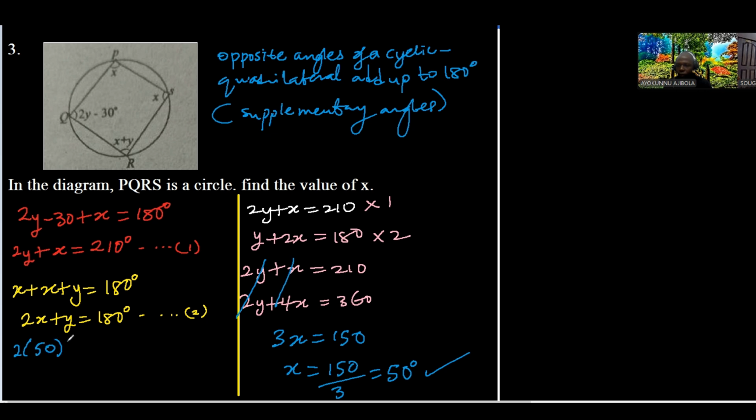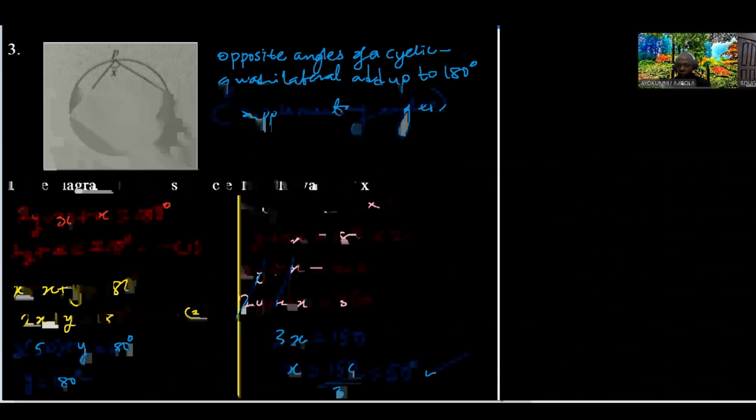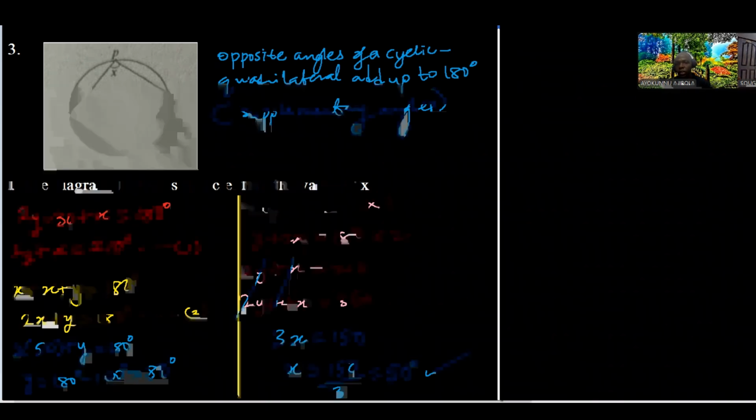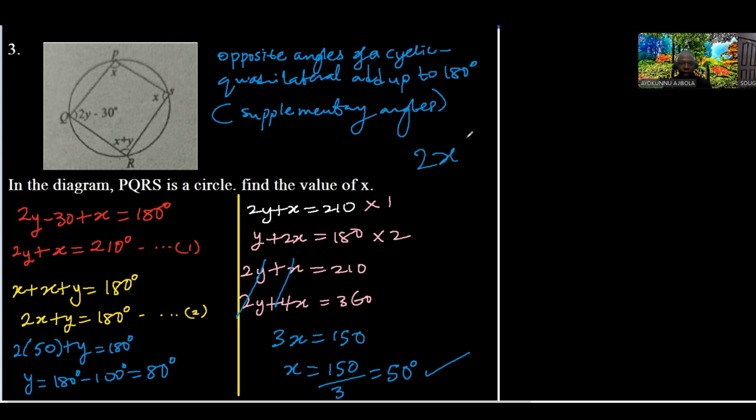Can you hear me? Yes. 180 degrees. So we have y equals 180 degrees minus 100 degrees, which is 80 degrees. But we were not asked to find y, just x, okay? But let's assume in another question they can ask you to find the value of 2x plus y or something. So you just need to know the two values before you get the final answer. Is that clear? Yes, that's clear to everybody.